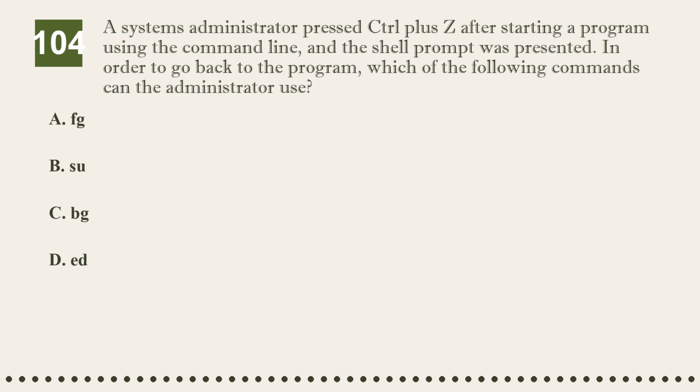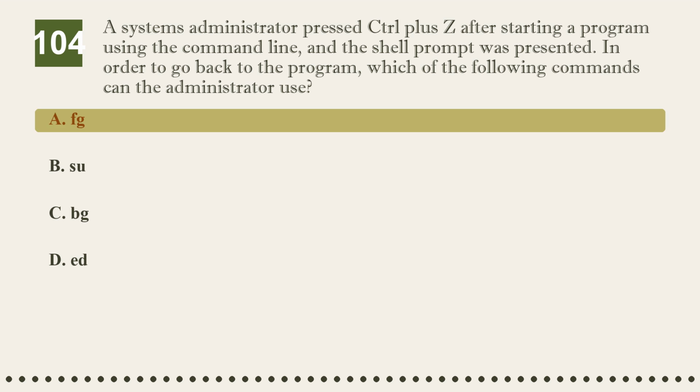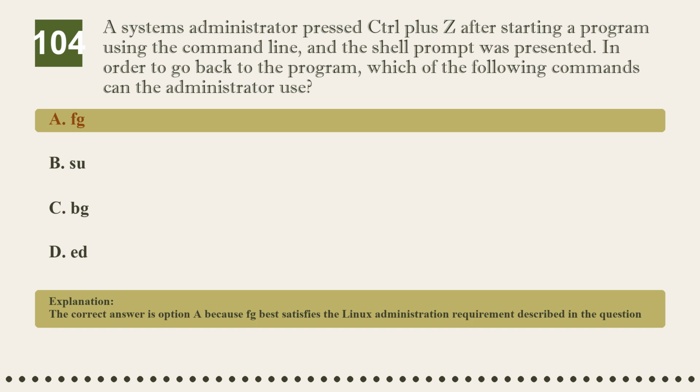Question 104. A systems administrator pressed Ctrl+C after starting a program using the command line, and the shell prompt was presented. In order to go back to the program, which of the following commands can the administrator use? Option A fg, Option B su, Option C bg, Option D head. The correct answer is option A, fg. The correct answer is option A because fg best satisfies the Linux administration requirement described in the question.